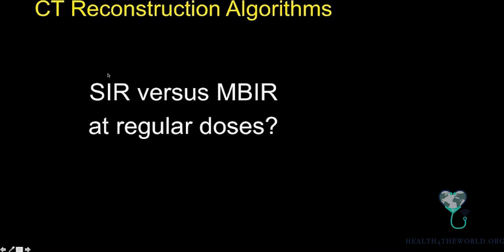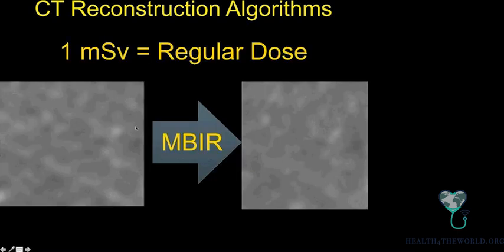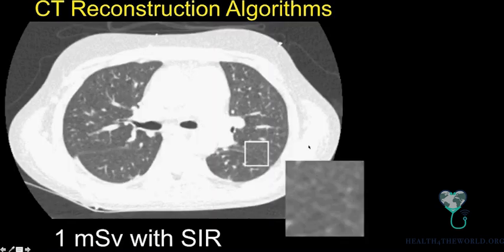So let's look at statistical iterative reconstruction versus model-based iterative reconstruction, and we'll look at regular doses. This is an actual patient, and this is zoomed up, so it looks like nothing, but you get a sense that it's kind of noisy. I can't really tell what's real and what's fake. I did model-based iterative reconstruction, and it kind of looks the same. I can't really tell the difference between these two.